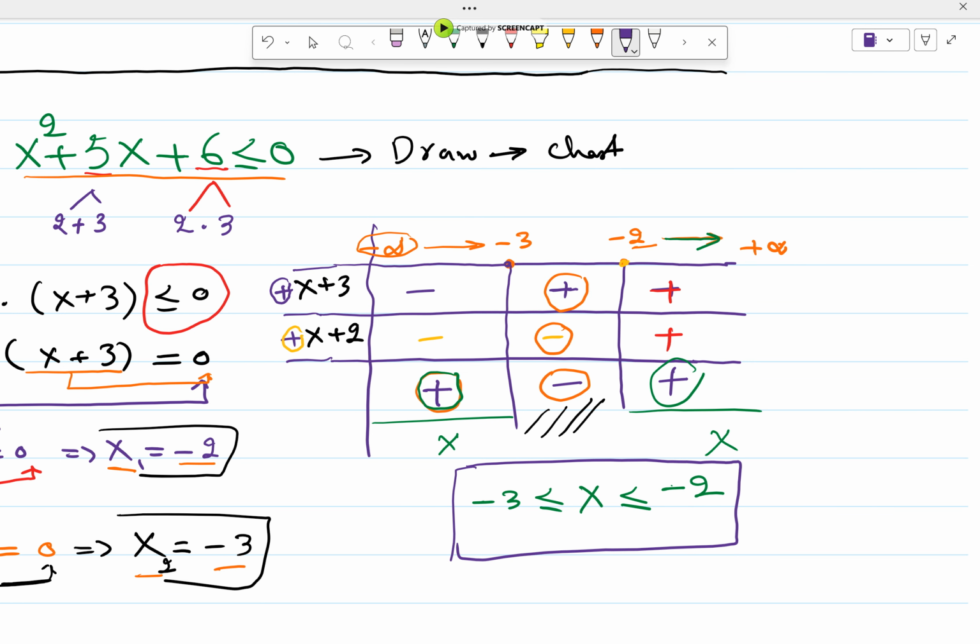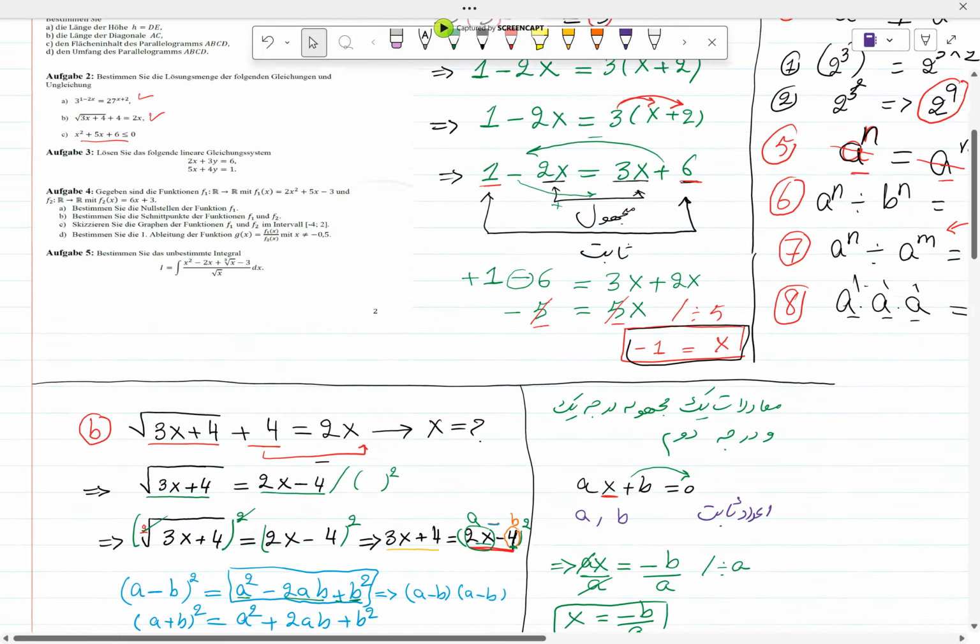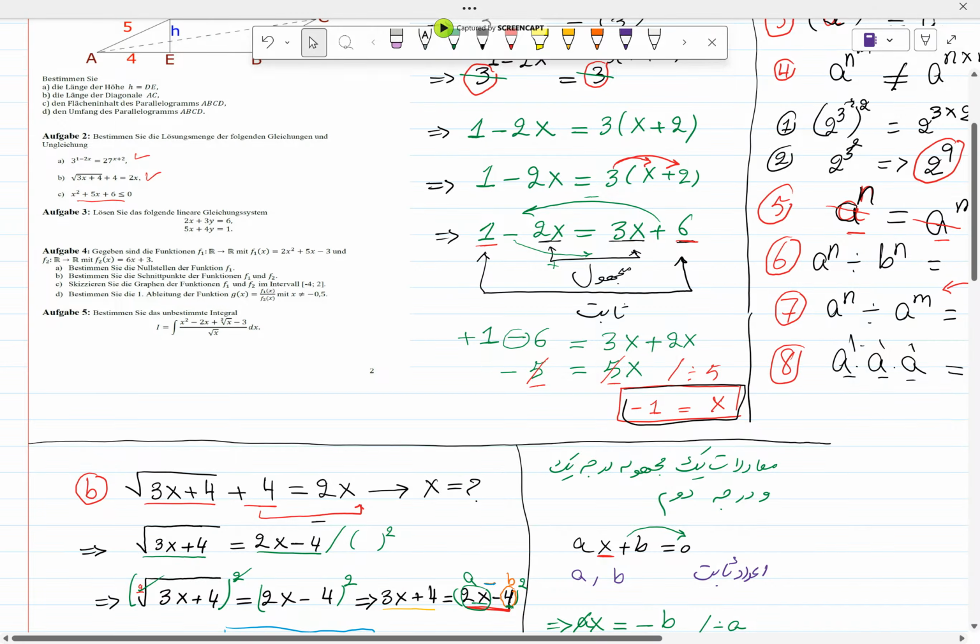Now we solved this inequality. My dear friends, if you have any questions, you can comment and also send me any message. I will also explain the solution again, how we can solve this equation. After this question, we will solve the Aufgabe 3.